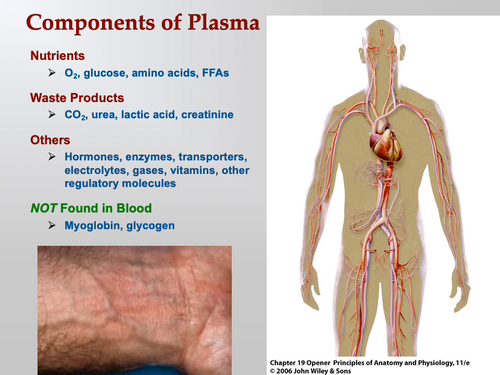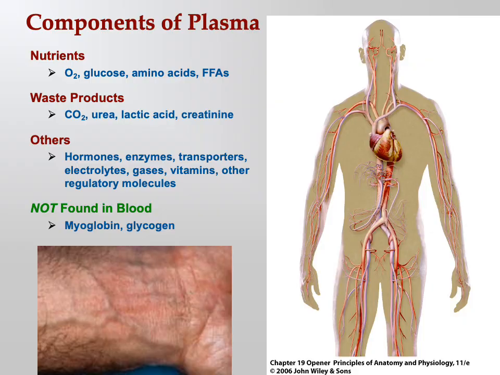Then myoglobin. You may have heard of hemoglobin, which is what carries oxygen in your blood and makes your blood red. Well, myoglobin, and you should have heard of this in Bio 201, myoglobin is what holds oxygen in skeletal muscle tissue. It's also red, all right? So myoglobin and glycogen, you would find those in the liver and the skeletal muscles. Those should not be found in the blood. If they're found in the blood, that's trouble, especially myoglobin. Myoglobin in the blood is a serious issue.